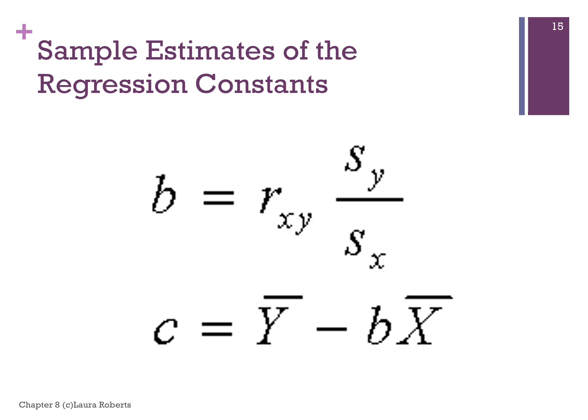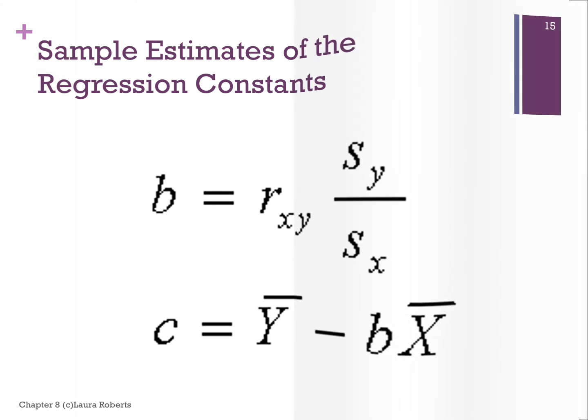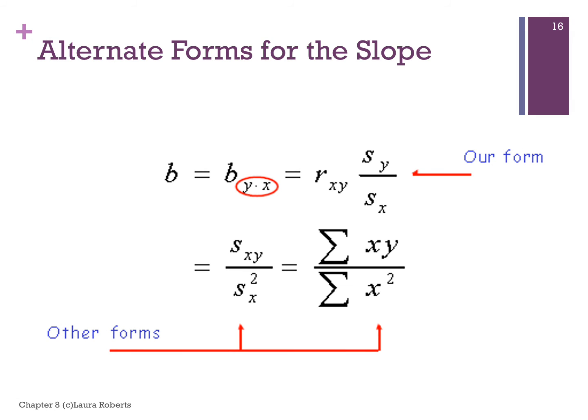Here are some new equations for b and c. b equals the correlation between x and y times the standard deviation of y divided by the standard deviation of x. c equals y bar, which is the mean of y, minus b times x bar, which is the mean of x. And here are some alternate forms for the slope that you can review on your own to prove to yourself that they make sense mathematically, but we won't go through these proofs just now.